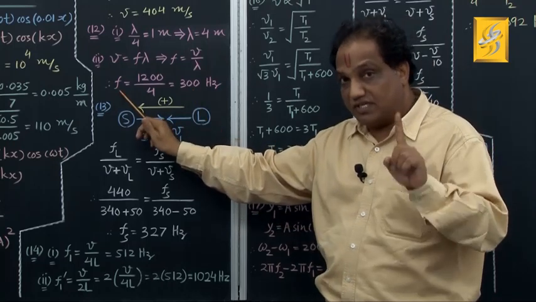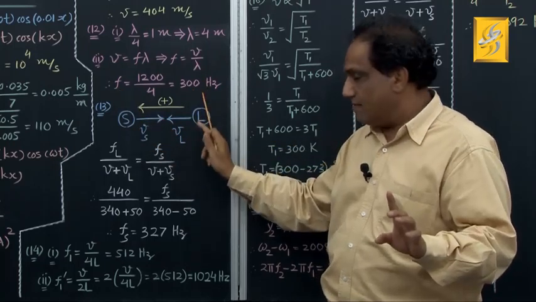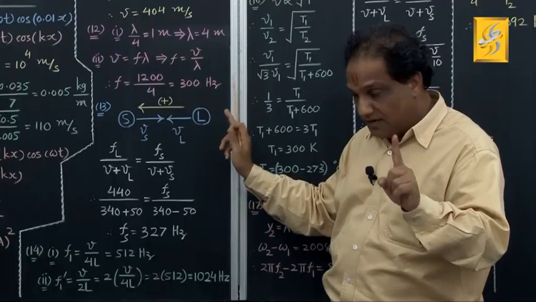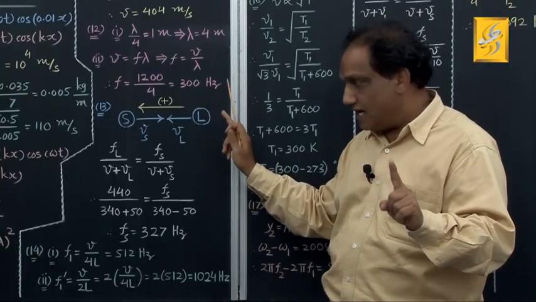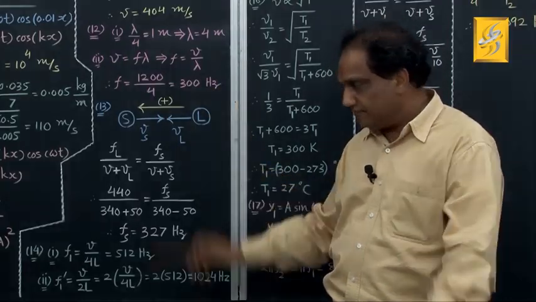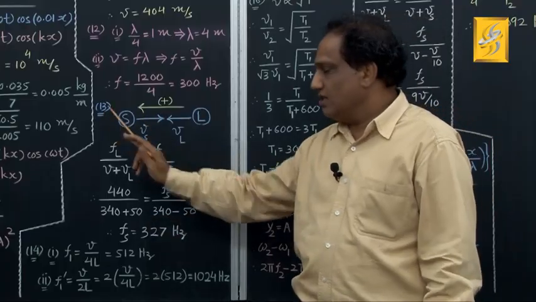Unit of frequency is hertz. Leave proper gap. Write the symbol properly: capital S, small z, and no full stop. Okay. Read number 13 now.